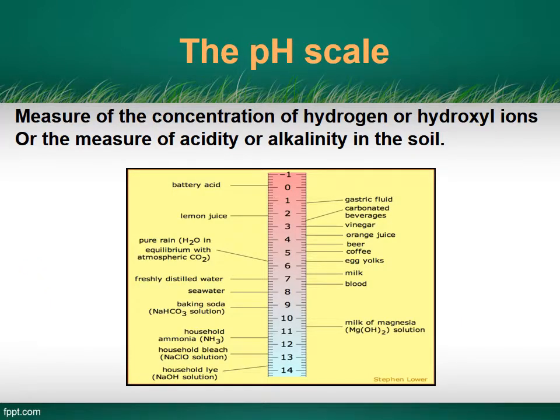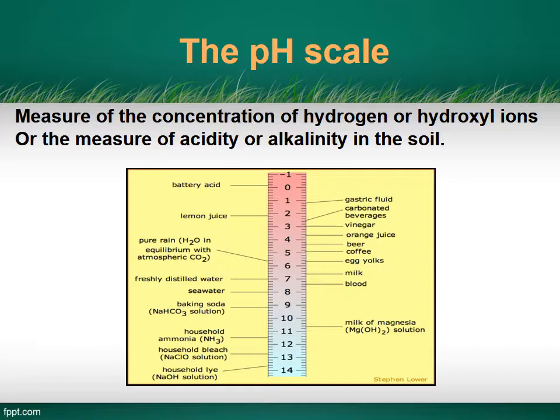So pH. pH can be a kind of difficult concept to wrap your mind around. pH is the measure of the concentration of the free hydrogen or hydroxyl ions that are in a liquid. So it's always a liquid that's having its pH measured. So when we measure the pH of a soil, we're not really measuring the pH of the granules of sand or clay or silt. What we're measuring is the pH of the free water that's surrounding those grains of sand or clays.